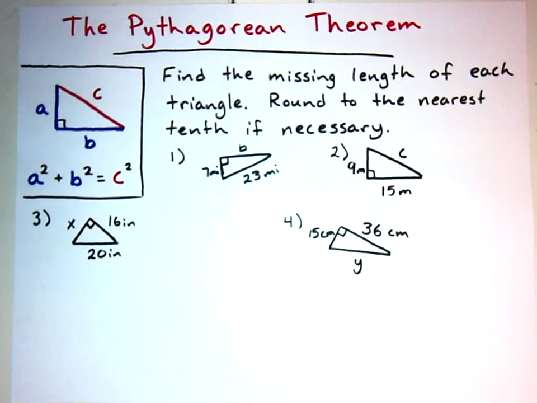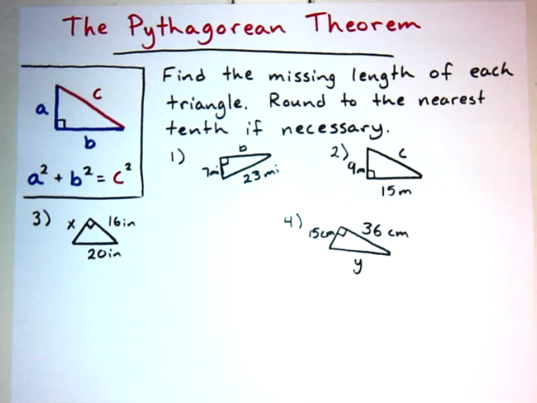Hello, for this lesson we are talking about the Pythagorean Theorem. The Pythagorean Theorem is basically a formula that is going to allow us to find missing values when working with right triangles. Okay? We're looking for the missing side lengths when we're working with right triangles. It doesn't work for any triangles but right triangles.